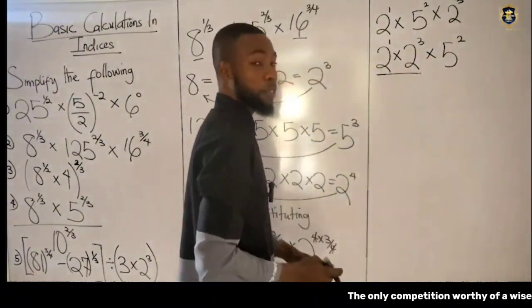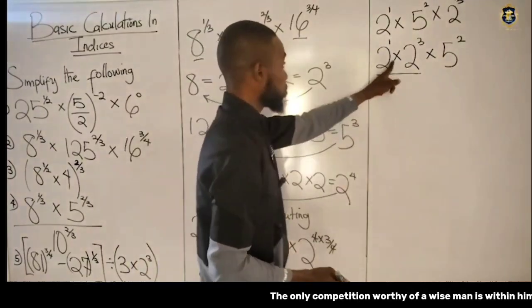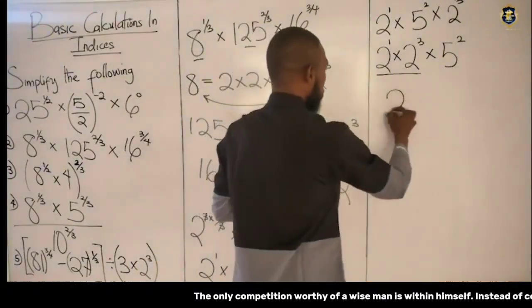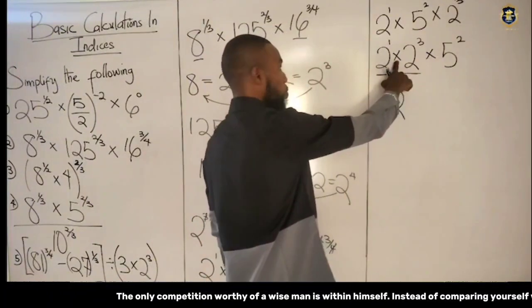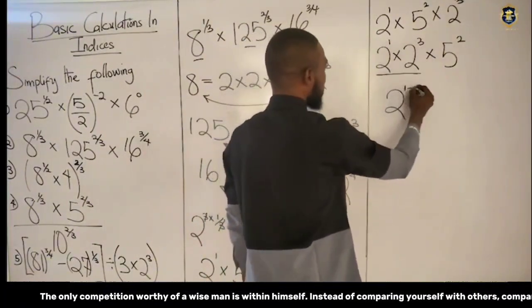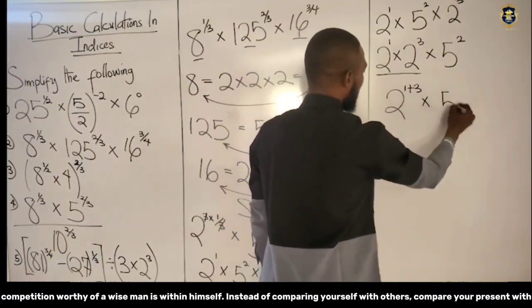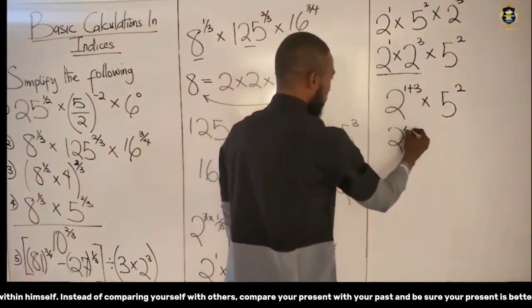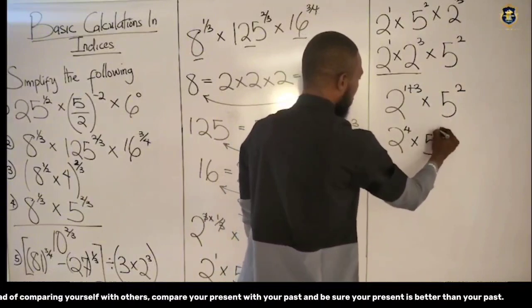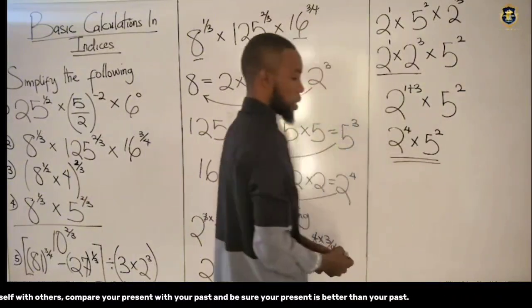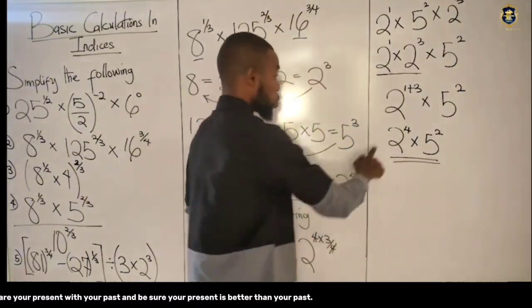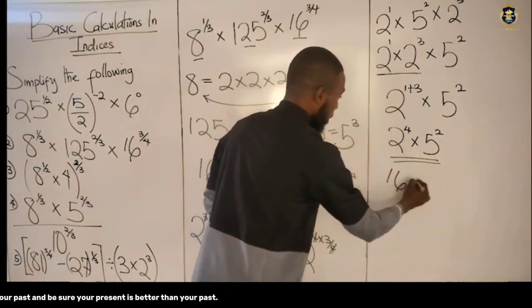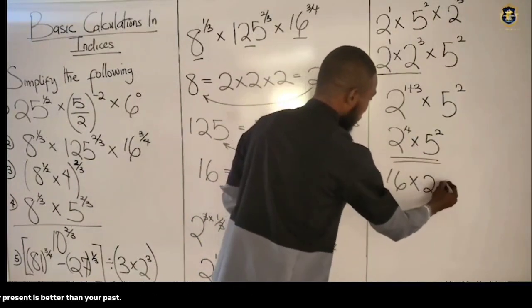We said in the first law of indices that if the two bases are equal, we pick one, that is 2, and then because of this multiplying operator, we add the powers. That should be 1 plus 3 times 5 raised to the power of 2. If we do this, we're going to have 2 raised to the power 1 plus 3 is 4 times 5 raised to the power of 2. You may choose to leave your answer like this, or you may choose to continue. 2 raised to the power of 4 is 16, and 5 raised to the power of 2 is 25.